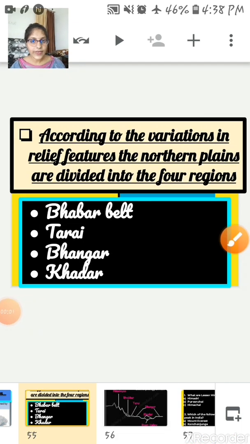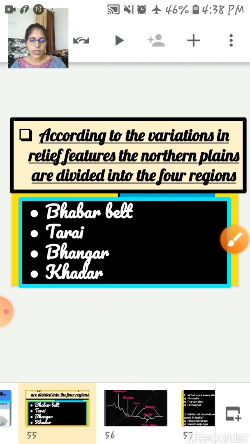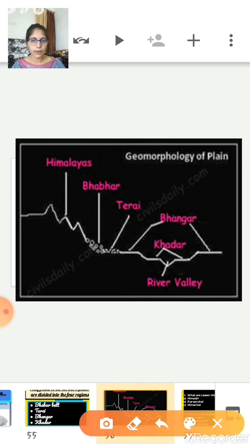Okay, now the next division of the northern plain is based on relief features, right? According to the variations in relief features, the northern plain is divided into four regions. First is the Bhabar belt, then Tarai, Bhangar, and the last one is the Khadar. Clear? This division of the northern plain is based on relief features. Okay, now let's understand about them.